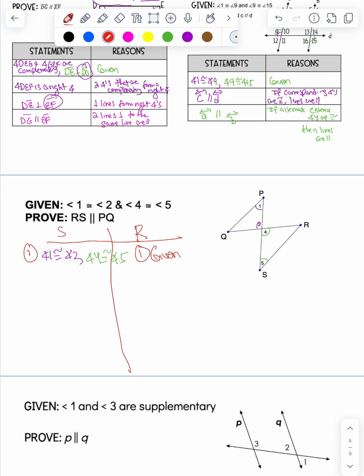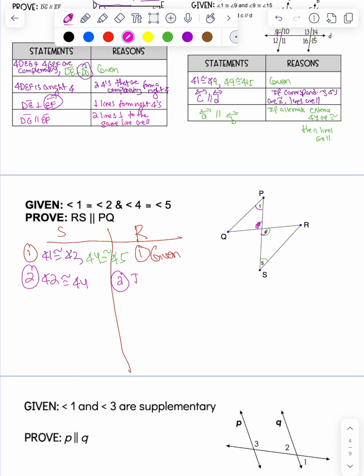So let's think about how we can get there. I need some way to relate the relationship between angle 1 and angle 2 to the relationship between angle 4 and angle 5. And now I see it. Angle 2 and angle 4 are vertical angles.